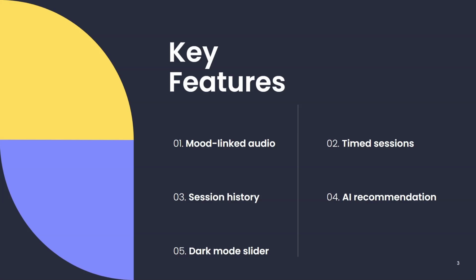The key features of my app are a mood linked audio system, where essentially you choose one of three moods and it will give you a song or audio corresponding to what you choose. The time sessions, like I said, the user will input what time they want, and this timer will run for how long they want. You can view your session history, see all of the sessions you've done in the past. You have the option to delete that history as well. The AI will recommend what your next task should be based on the past tasks you've used, and there is a dark mode slider as well.